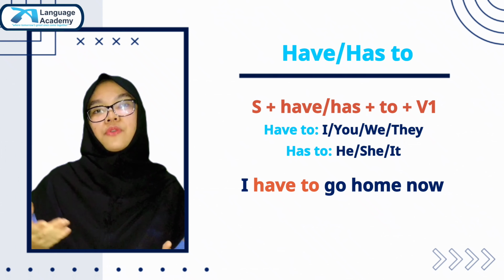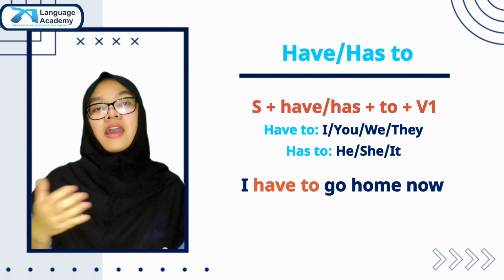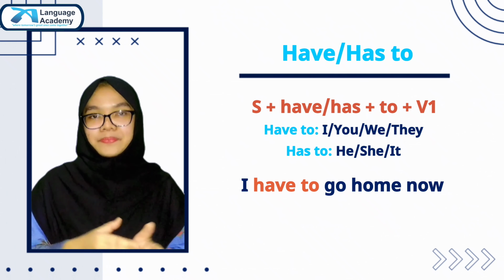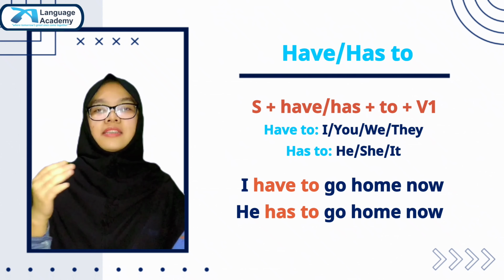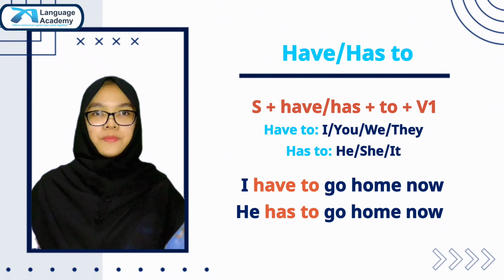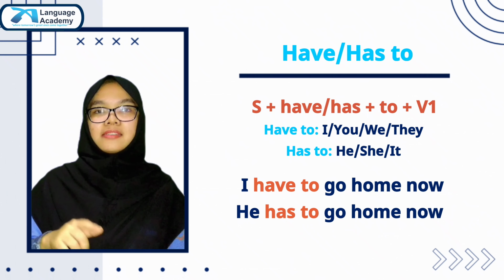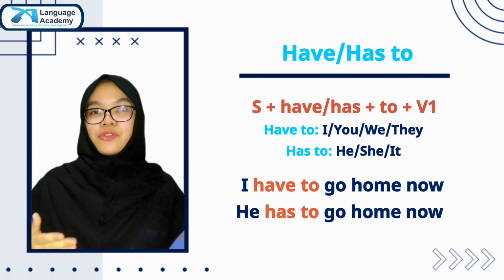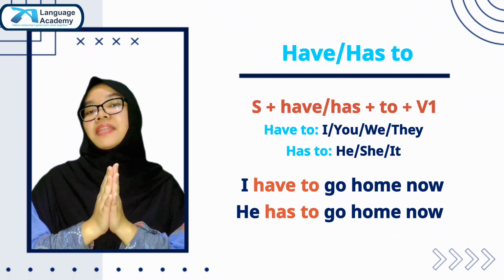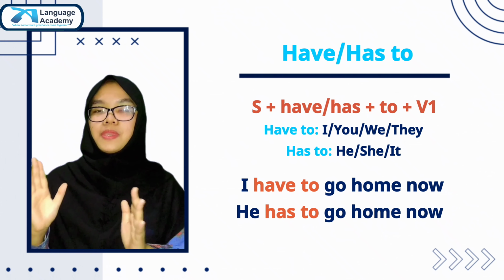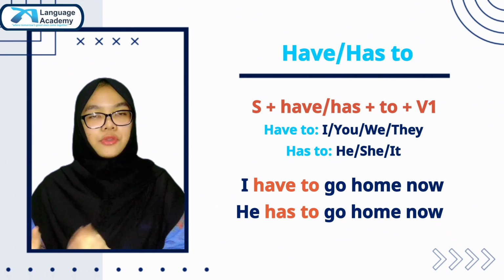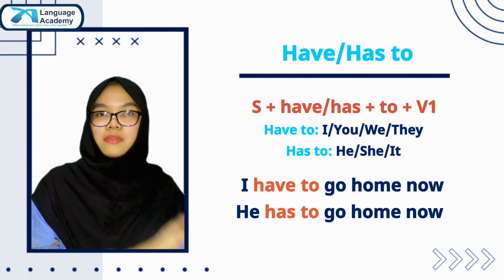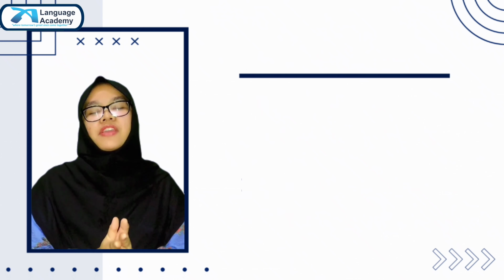For example, I have to go home now. Or, next example is, he has to go home now. Jadi situ teman-teman lihat kalau subjeknya I, you, we, they, you use have to. Kalau subjeknya she, he, or it, you use has to. Like that. Okay, very good.